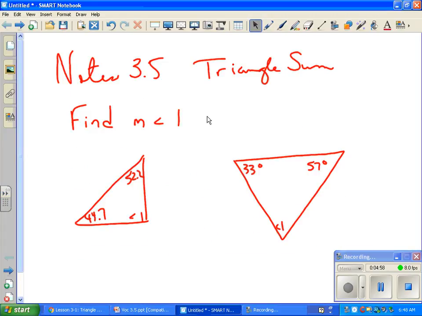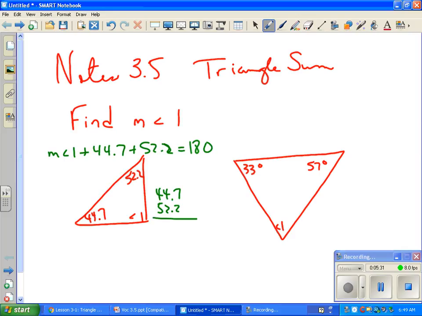The angle theorem that you're most familiar with again is the fact that the three angles inside of a triangle add up to 180. So the measure of angle 1 plus 44.7 plus 52.2 is supposed to be equal to 180. This is a great opportunity for us to practice our addition facts for decimals, because we don't get an opportunity to try that very often. Let's add the 44.7 to the 52.2. Now that would be 9. I don't have anything to carry. Add the 4 and 2 together, and that will be 6.